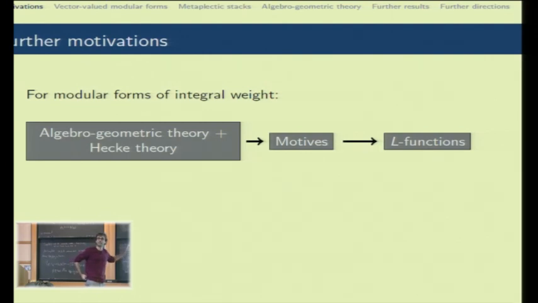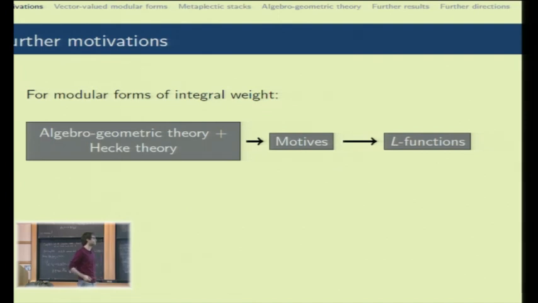Right? I'll get to it. Hopefully it will become clear. So what I was saying is that this algebraic theory of integral weight modular forms is not just a philosophical device to pick out power series, but really, in a way, it's a cornerstone for the whole theory of motives attached to modular forms of integral weight and L functions.